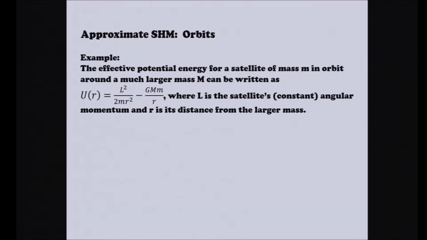If we look at a satellite going around a much larger mass in orbit, we can write that the effective potential for this situation is given by L squared, which is the angular momentum of the object, over 2mr squared, minus the gravitational potential energy. So let's see what we can do to describe the system using our new tools.